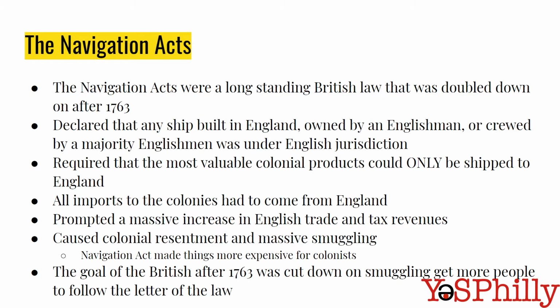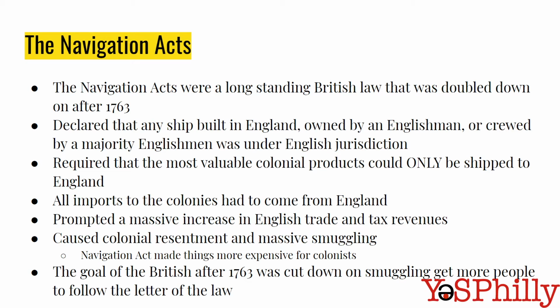So the Navigation Acts were a long-standing British law that was doubled down on after 1763. It declared that any ship built in England, owned by an Englishman, or crewed by a majority of Englishmen was under English jurisdiction. It required that the most valuable colonial products could only be shipped to England. So that means the trees cut down in Pennsylvania, the tobacco grown in Virginia could only be sold to England. Not to France, not to Spain, not to Mexico, not to China, nowhere. Only to England. To make matters worse for the colonists, all imports to the colonies had to come from England.